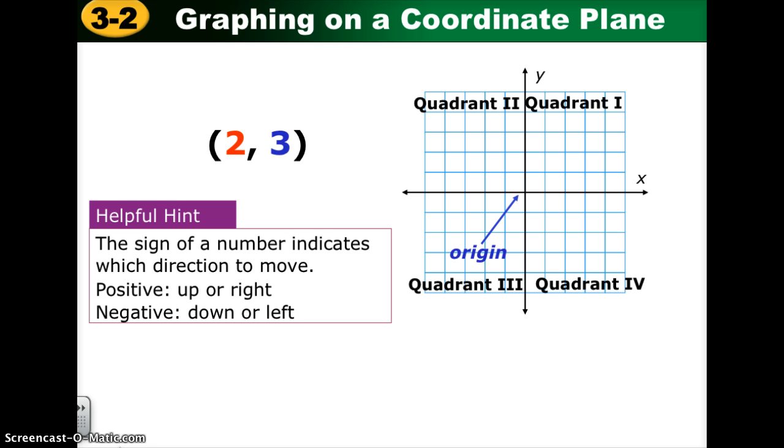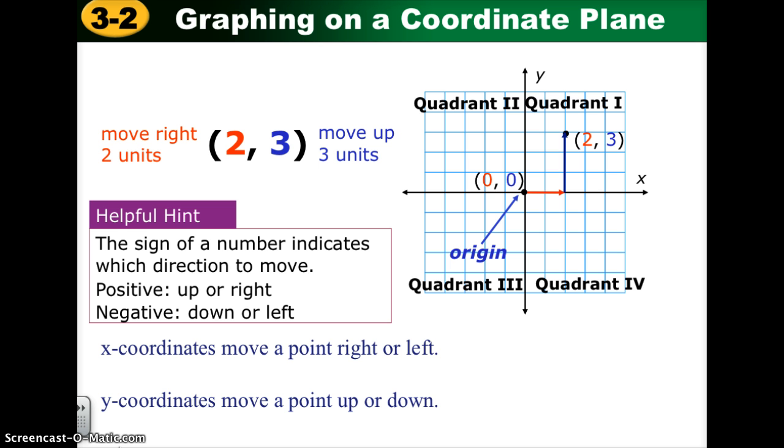The origin is 0, 0, which is the middle of our axis. It's where the x and y axis intersect and where we begin with every graphing problem. If I wanted to put 2, 3, the ordered pair, on the graph, I would move 2 to the right from 0 and then 3 up. And I would put my point at what is called 2, 3. Another reminder, x-coordinates move left and right, y-coordinates move up and down.